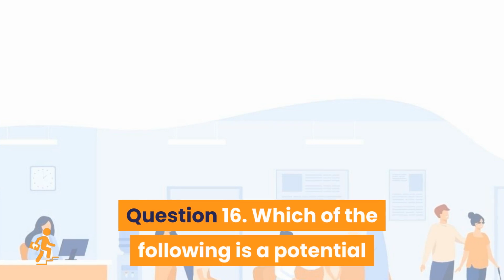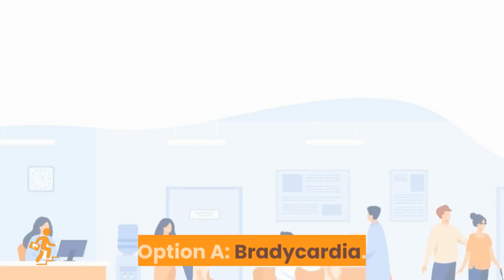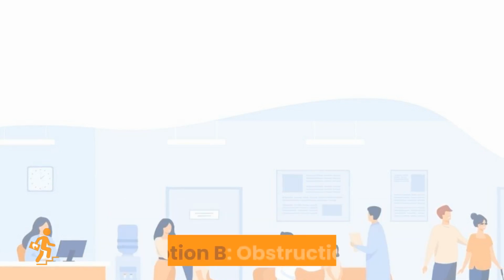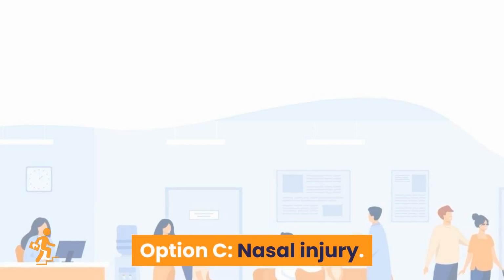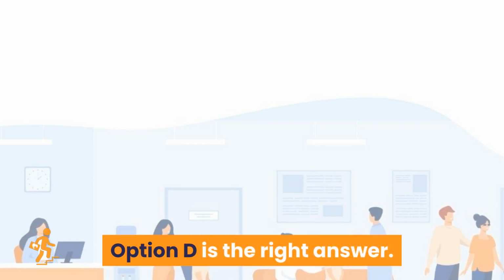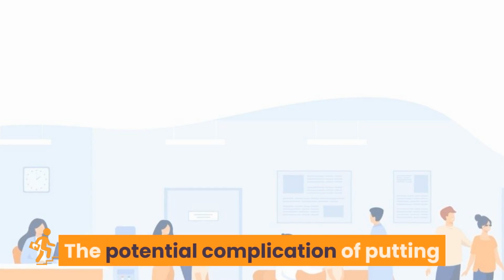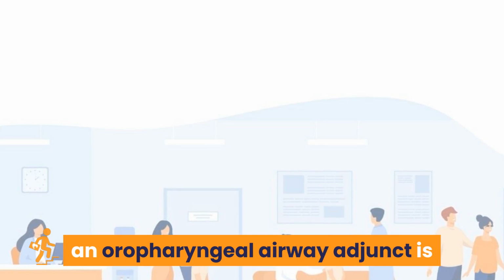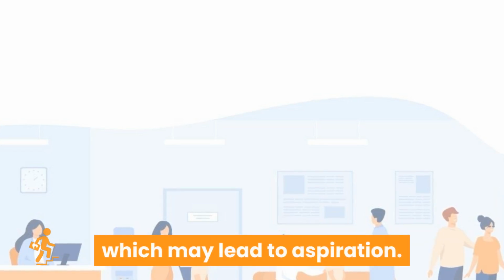Question 16. Which of the following is a potential complication of putting an oropharyngeal airway adjunct? Option A, bradycardia. Option B, obstruction. Option C, nasal injury. Option D, retching, vomiting. Option D is the right answer. Retching and vomiting. The potential complication of putting an oropharyngeal airway adjunct is that it can induce vomiting, which may lead to aspiration.